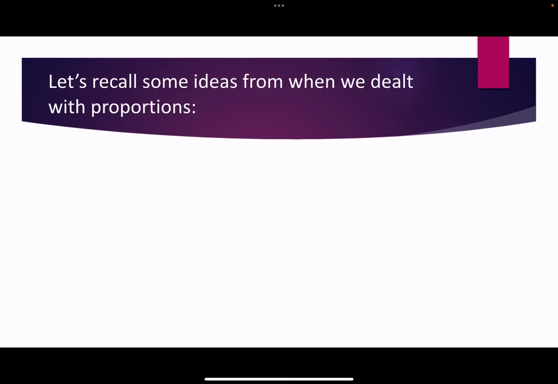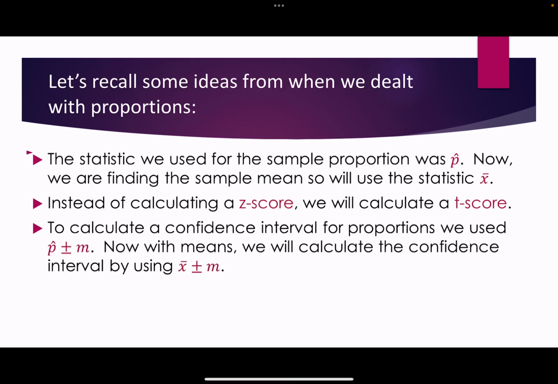So let's recall some ideas from when we dealt with proportions. The statistic we used for the sample proportions was p hat, and now we're finding the sample mean. So that statistic is x bar. And instead of calculating a z-score, we will calculate a t-score, and we'll talk about that some more. So to calculate the confidence interval for proportions, we used p hat plus or minus m. So now with means, we are going to use x bar plus or minus the margin of error.